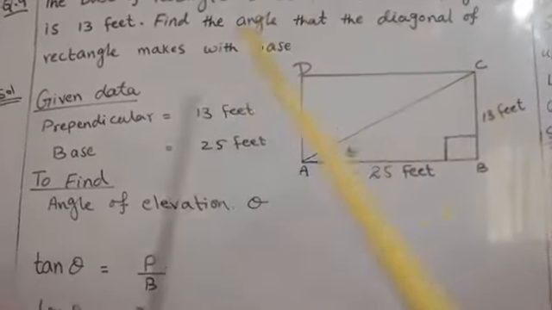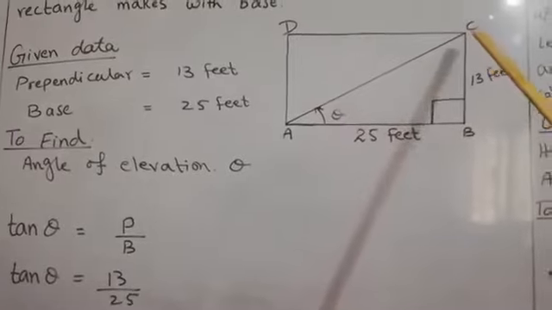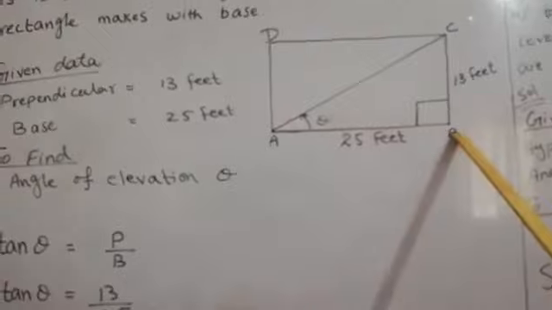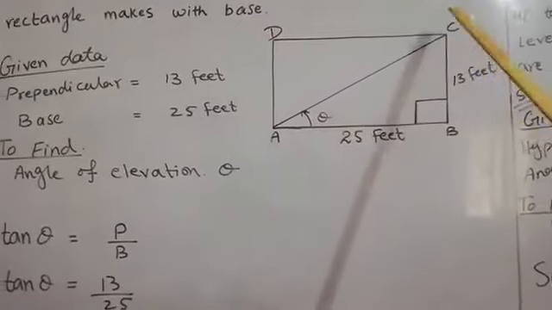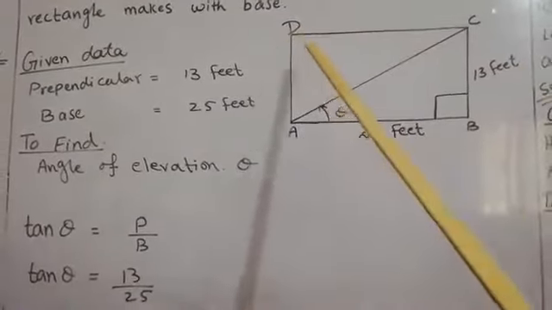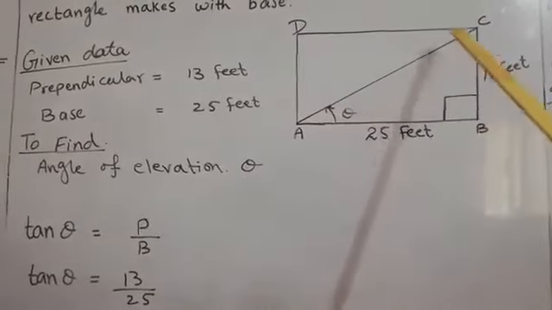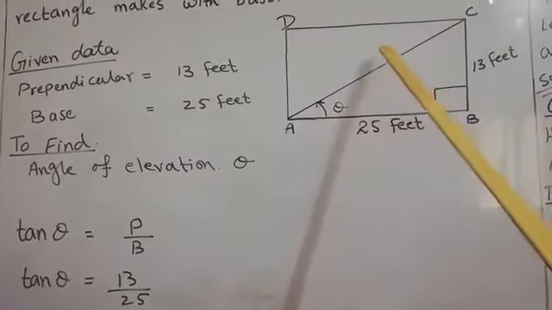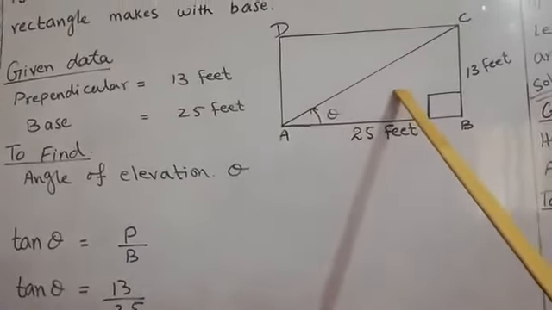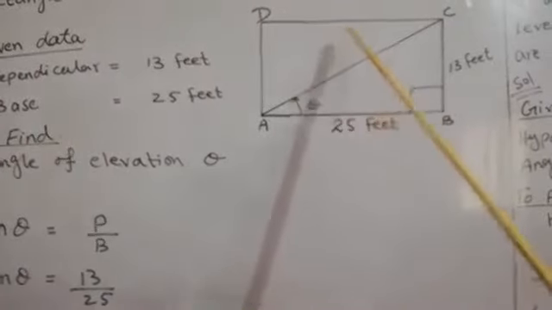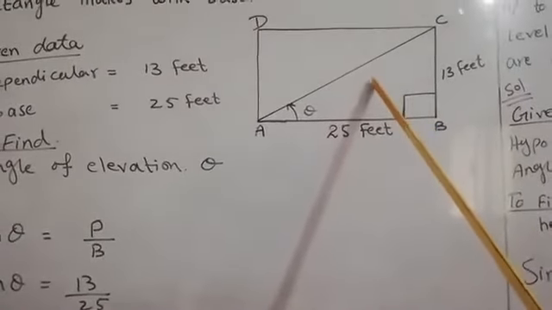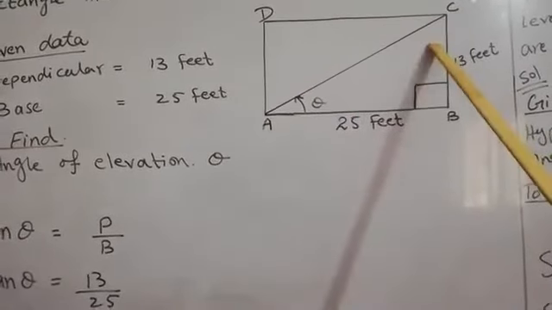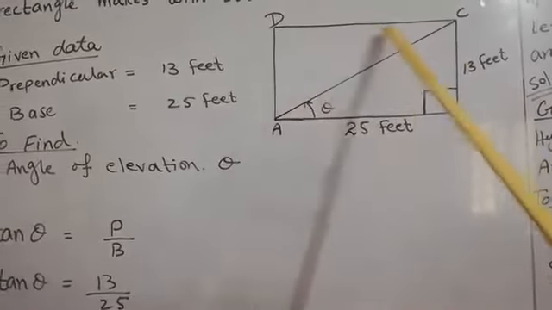Find the angle that the diagonal makes. Diagonal means the line which joins the opposite vertices of the shape. Diagonal actually is a line segment which joins the opposite vertices of any quadrilateral. This is the diagonal AC. AC is the diagonal of this rectangle. Whenever we draw the diagonal of a quadrilateral, like a rectangle and square, then we get two right angle triangles. The first right angle triangle is ABC and the second right angle triangle is ADC.